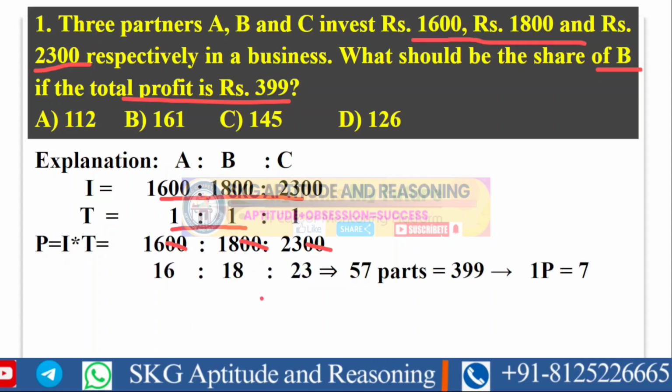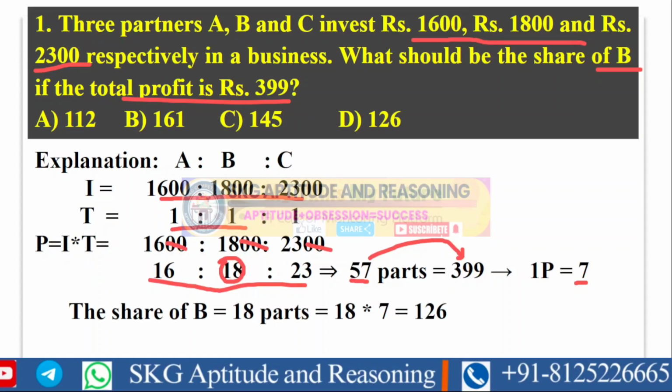If we add 16, 18 and 23, that will be equal to 57 parts. Those 57 parts have the value 399, which means one part will be equal to 7. What he is asking in the question is the value of B's profit, or B's share. B's share is 18 parts. So 18 sevens is how much? 18 into 7 is 126. So the profit received by person B is 126 rupees among the total profit of 399, which is presented in option D.